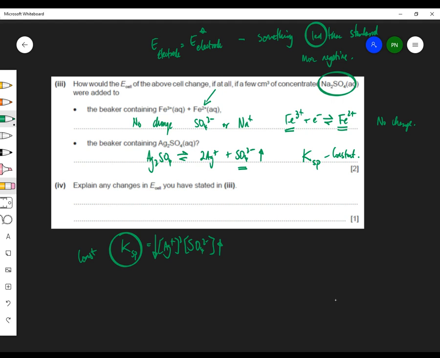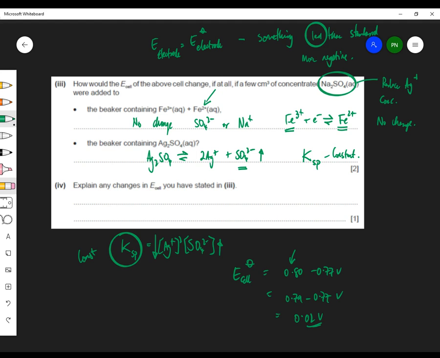So adding sodium sulfate here effectively will reduce the Ag+ concentration. Now, if we reduce the Ag+ concentration, well, it's the same as it was before. The E cell was originally, this is the standard one, 0.8 minus 0.77 volts. Again, we're reducing this, so let's reduce this a tiny bit. Obviously I'm guessing at the numbers here, but we get 0.02 in this case.